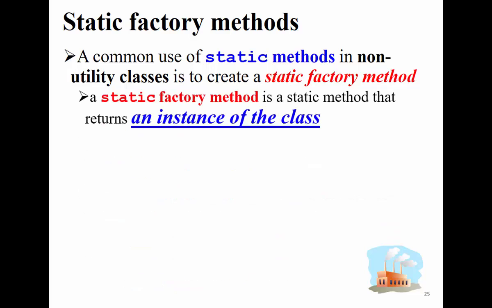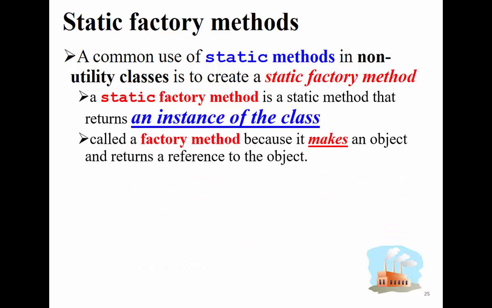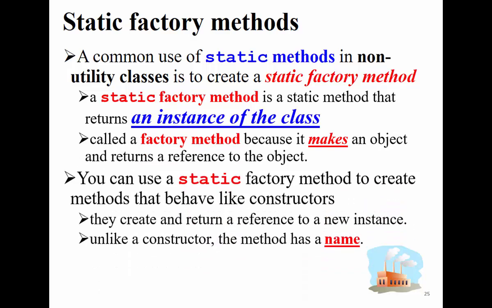So let us see an example on this. A static factory method is a method that can create an instance of the class and ship it back to the client. So it makes an object and returns a reference to that object. Normally we use static with the factory because it can be accessed with the class name. We don't need an object to access the static. Unlike the constructors, you can give a name to this factory method.